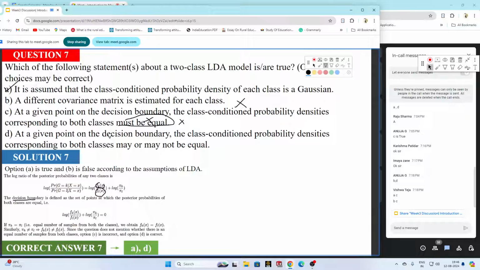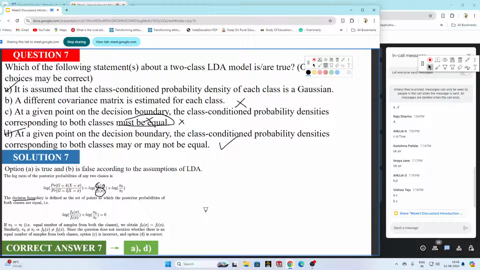Now option D says the class conditional probability densities corresponding to both classes may or may not be equal. Yes, they may be equal when pi k equals pi l, and will not be equal when pi k is not equal to pi l. So option A is correct, option D is correct. Is this clear? I think this should be clear to all of you. The second part is pure maths, and for A and B, it is totally assumptions.